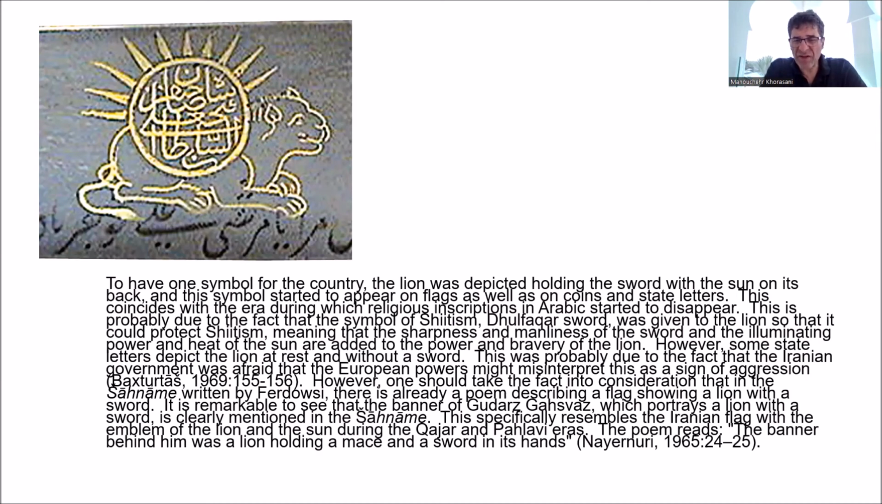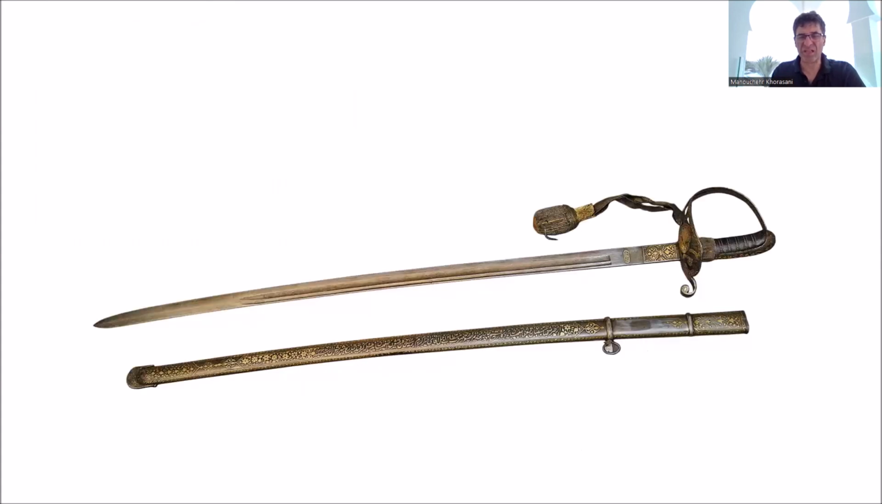However, one should take into consideration that in the Shahnameh written by Ferdowsi, there is already a poem describing the flag showing the lion with a sword. It is remarkable to see that the banner of Darafsh Kaviani, which portrays a lion with a sword, is clearly mentioned in the Shahnameh. This specifically resembles the Iranian flag with the emblem of the lion and the sun during the Qajar and Pahlavi eras. The poem reads, the banner behind him was a lion holding a mace and sword in its hands.